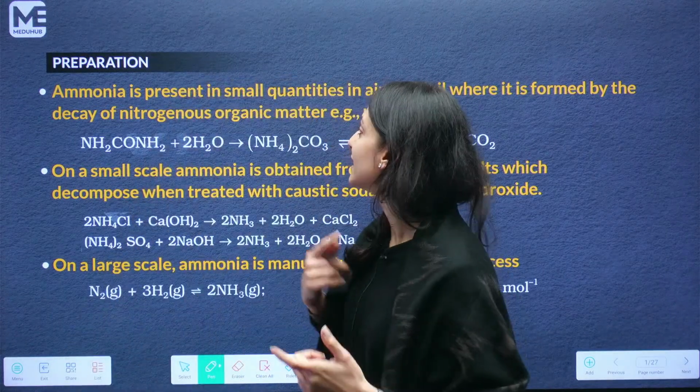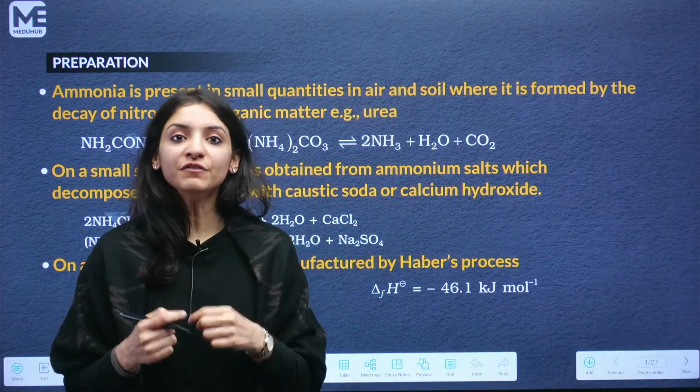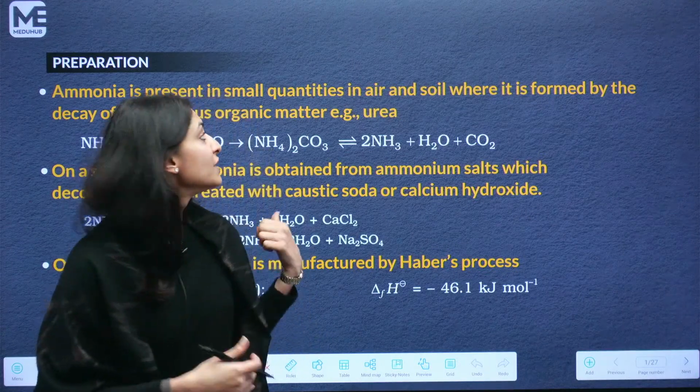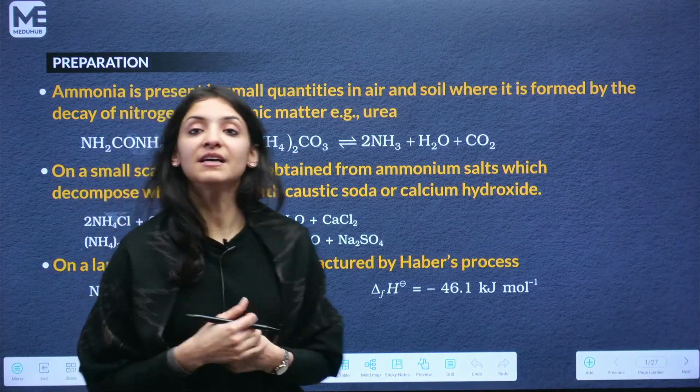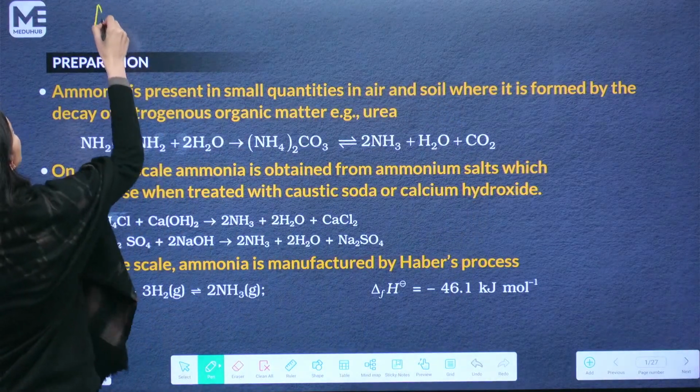So yes, in the last class we had done till dinitrogen, that is an important compound of nitrogen. So nitrogen is present as dinitrogen in the atmosphere. Today we will be continuing, and this is ammonia now. So a very important hydride of nitrogen is ammonia.